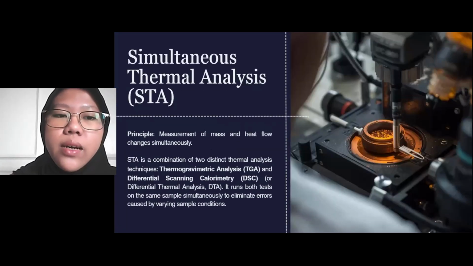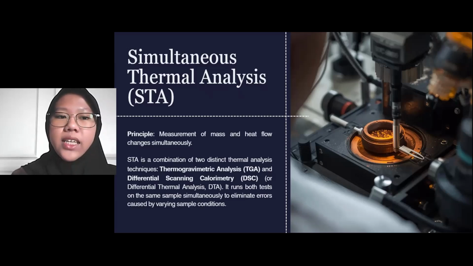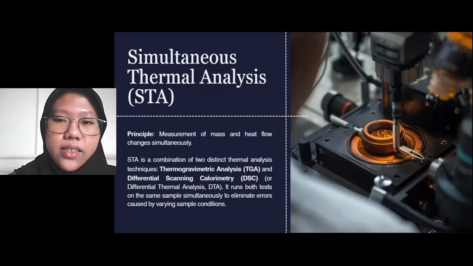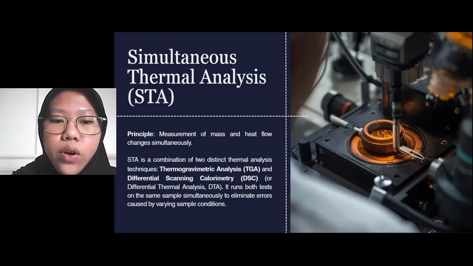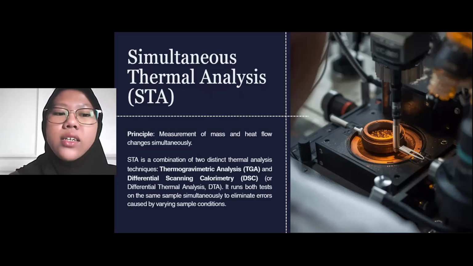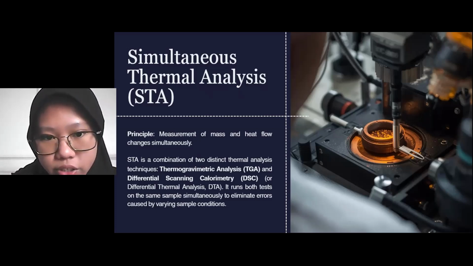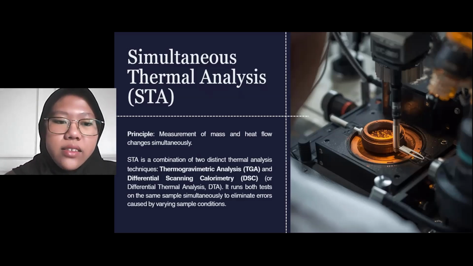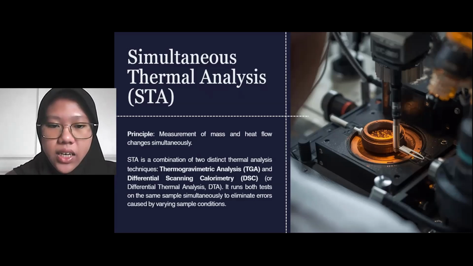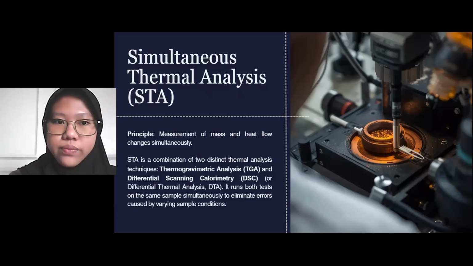Third, we have simultaneous thermal analysis, also known as STA. Its principle is to measure mass and heat flow changes simultaneously. STA is a combination of two distinct thermal analysis techniques, which are thermogravimetric analysis, TGA, and differential scanning calorimetry, DSC, which can also be known as differential thermal analysis, DTA. It runs both tests on the same sample simultaneously to eliminate errors caused by varying sample conditions.